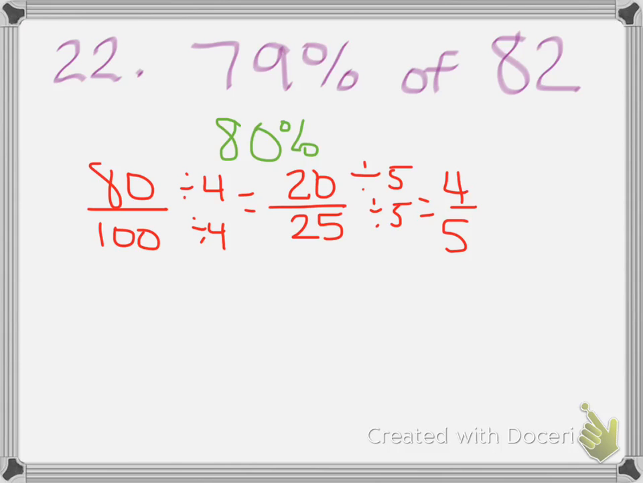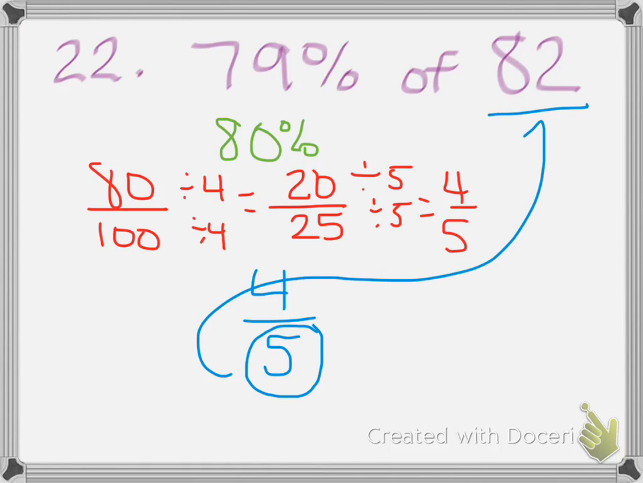So now what I have, and remember you need to drill all the way down to get to that 4/5 before you actually decide what this compatible number is going to be. So if you're looking at 79% of 82, now I want to look at this 5 right here, and I want to look at this 82 right here. I need to pick a number that is a multiple of 5 that's close to 82. So that number that we're going to pick is going to be 80. So now I have 80. So it's 4/5 of 80.